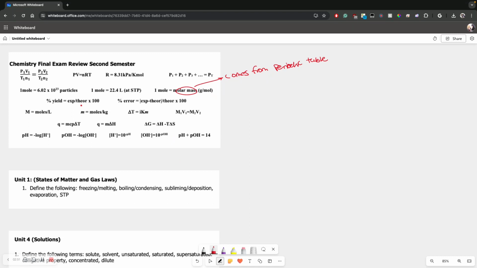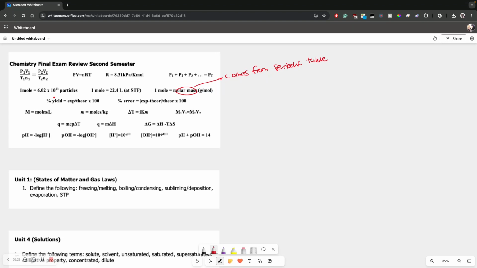And then we have analytical stuff with percent yield and percent error. For percent yield, it's going to be your experimental over theoretical times 100. And then for percent error, it's going to be experimental minus theoretical over theoretical times 100. And that's going to be in the absolute value form for the experimental minus theoretical for percent error. That just means that whatever number you get as a percentage, if there's a negative attached to that percentage, just ignore that negative and you'll be fine. That's all it's saying.